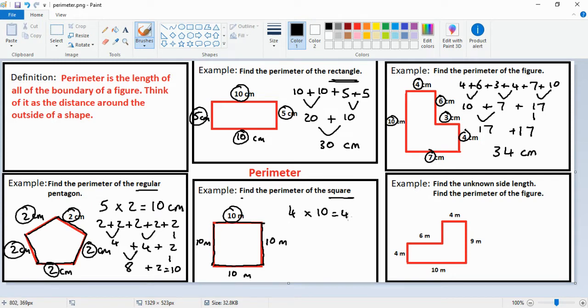We can multiply it by, we know the side lengths are all 10. 4 times 10 is 40. 40 meters. That's a quicker way, multiplying. Yeah, we could add them out. I'll leave that to you. Let's move on to the next one here.